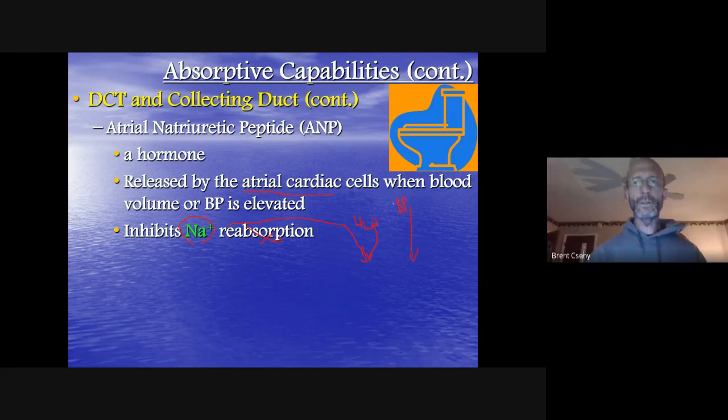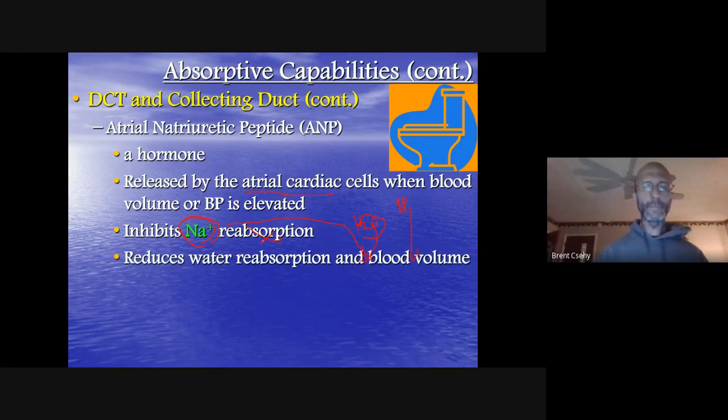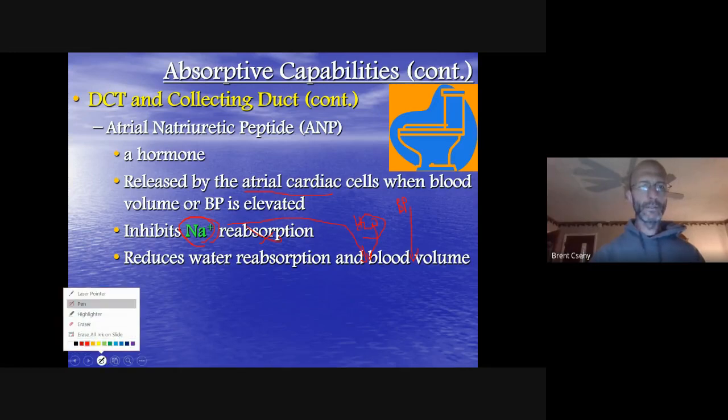So if your heart's working too hard, it's too much volume or too much blood pressure. One way to get rid of that extra pressure is to get rid of the blood volume. One way to get rid of the blood volume is to get rid of the water. One way to get rid of the water is to get rid of the sodium. So it actually makes you release sodium. If you're trying to keep track of this, this works in contrast to aldosterone. Aldosterone sucks the sodium back up. ANP makes you release it. So it reduces the water reabsorption and the blood volume.